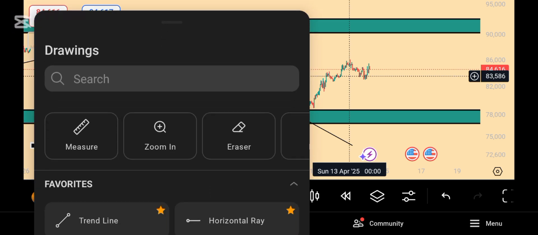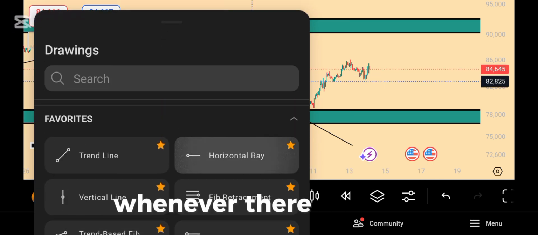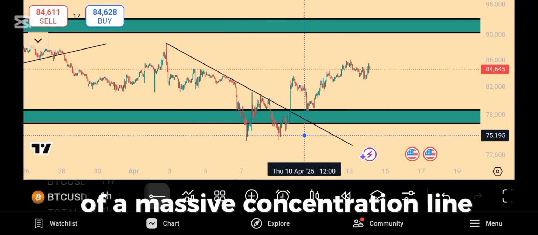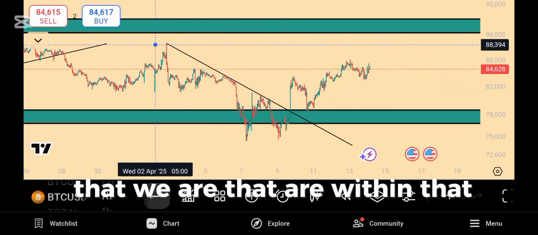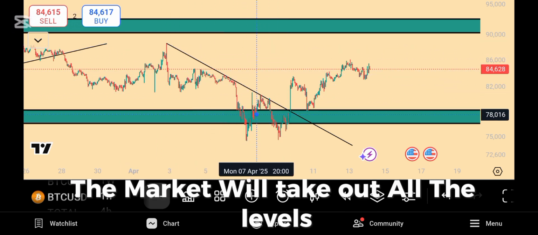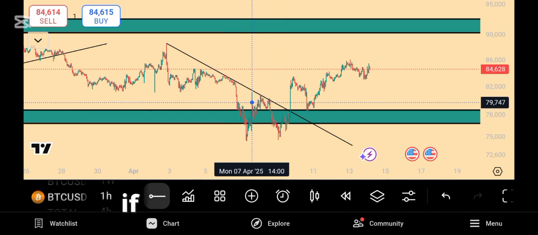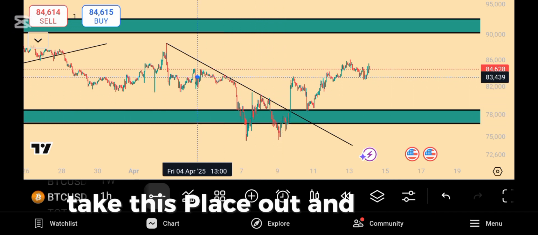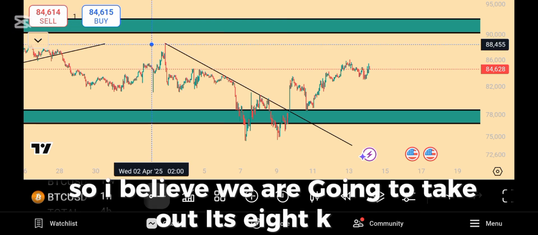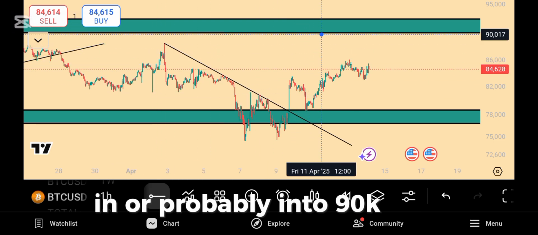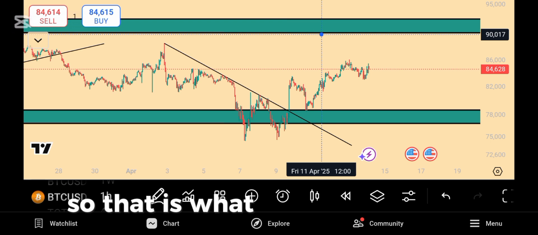As I always maintain on my Twitter, whenever there is a break of a massive counter trend line, the market will take out all the levels that are within that counter trend line. This is the first level of a counter. If you take this place out, and most possibly take this place out, I believe we are going to take out the 8K level or probably go into the 90K levels. So that is what I believe will happen.